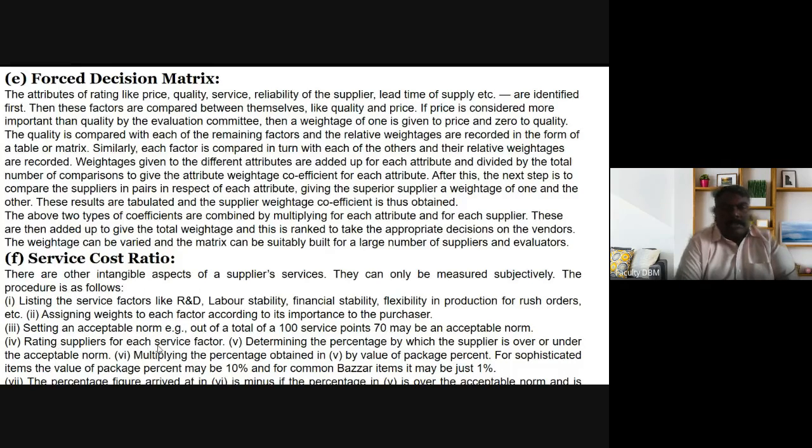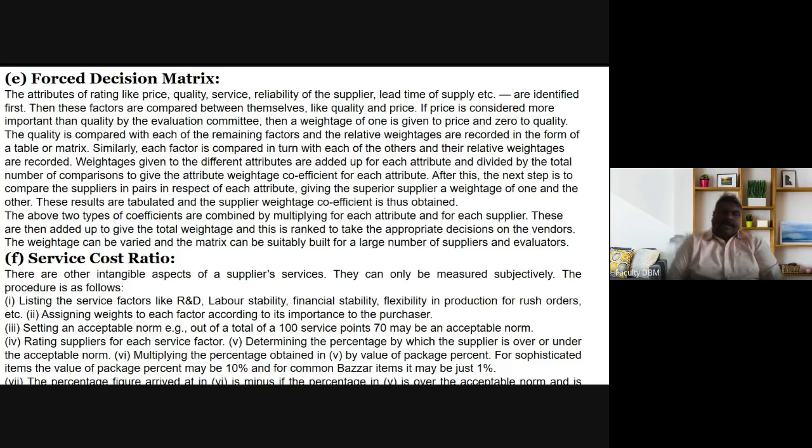Then rating suppliers for each service factor and determining the percentage by which the supplier is over or under the acceptable norm, and multiplying the percentage obtained by the package percentage. For sophisticated items, the value package percent may be 10% and for common bazaar items it may be 1%. The percentage figure arrived at in step 6, that is, multiplying obtained, minus the percentage in step 5, determines the percentage of the supplier. This is the acceptable form, which is what we are going to get as a percentage.